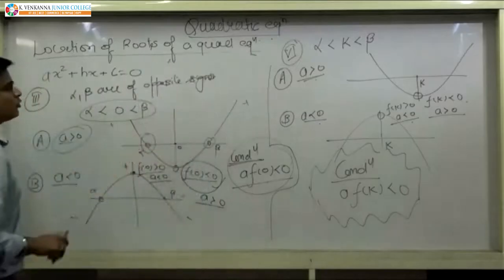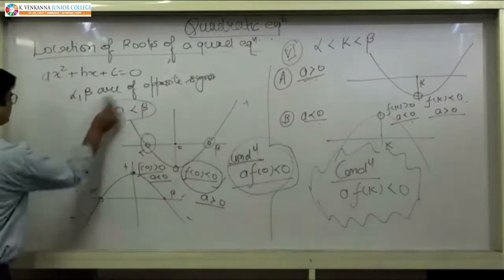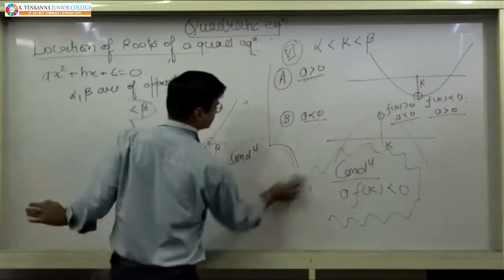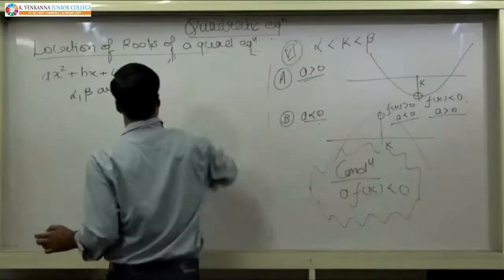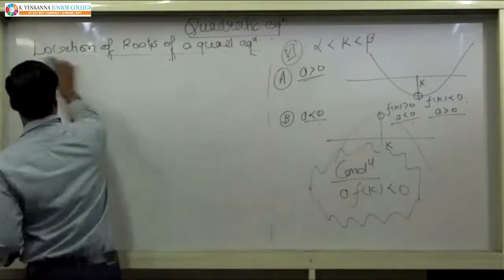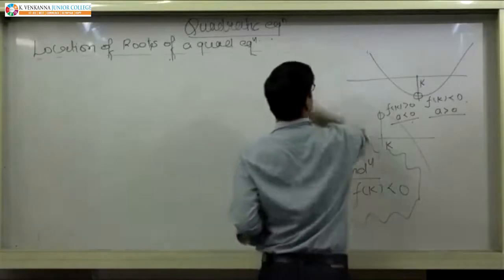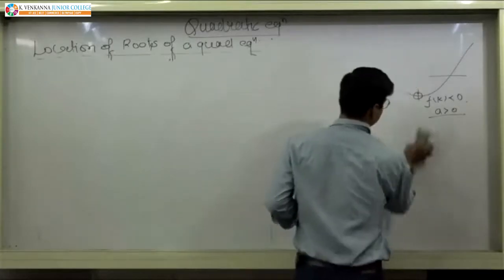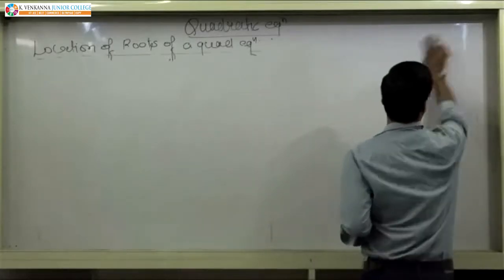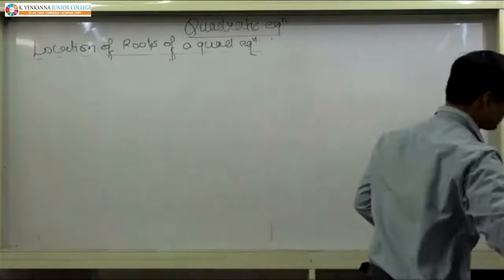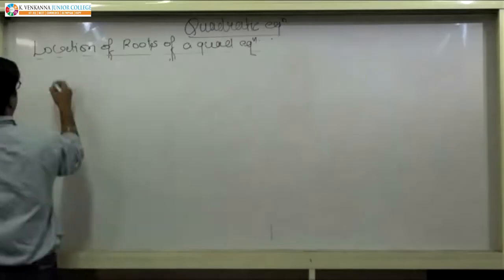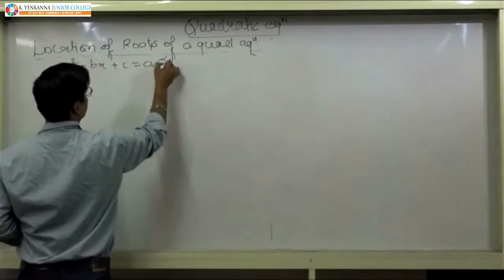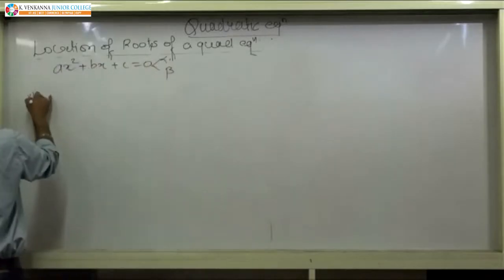So similar cases are over. Now we are left with two more particular cases. Then this topic is over. Ax square plus bx plus c equal to 0, alpha and beta roots. Now let's say case number 7.